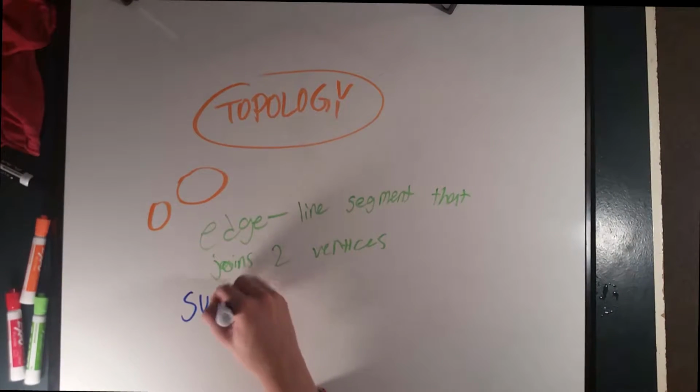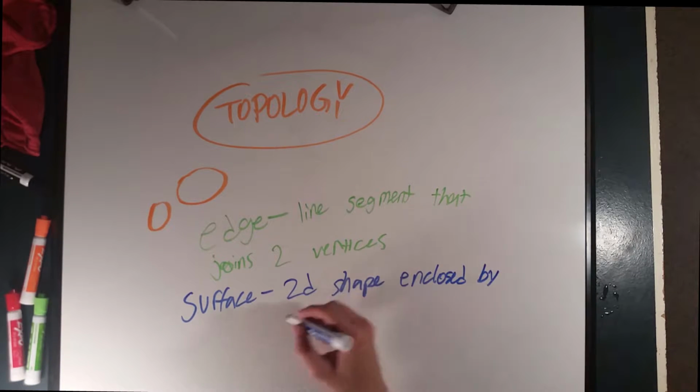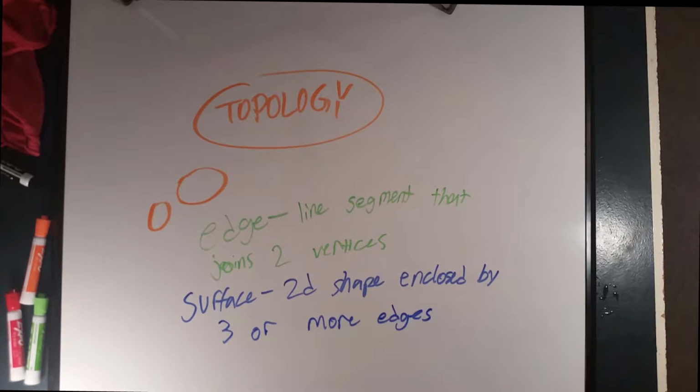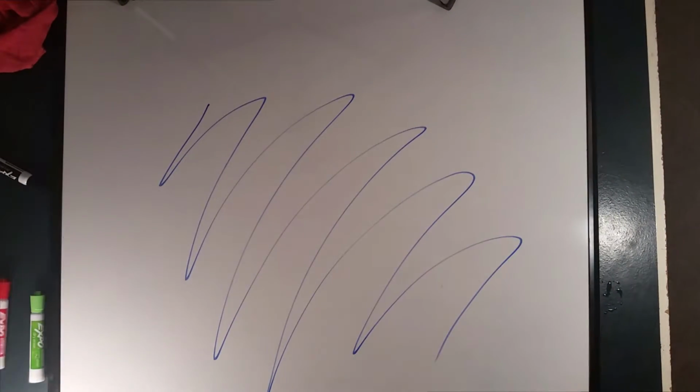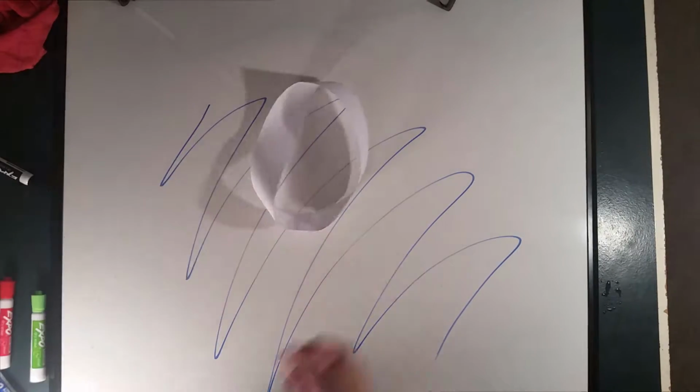Other minor things you may need to know are the definitions of area and volume. Area is the amount of space inside of a 2D surface, and volume is the amount of space inside a 3D shape. This is a Mobius strip. It is an extremely interesting shape which awes topologists.